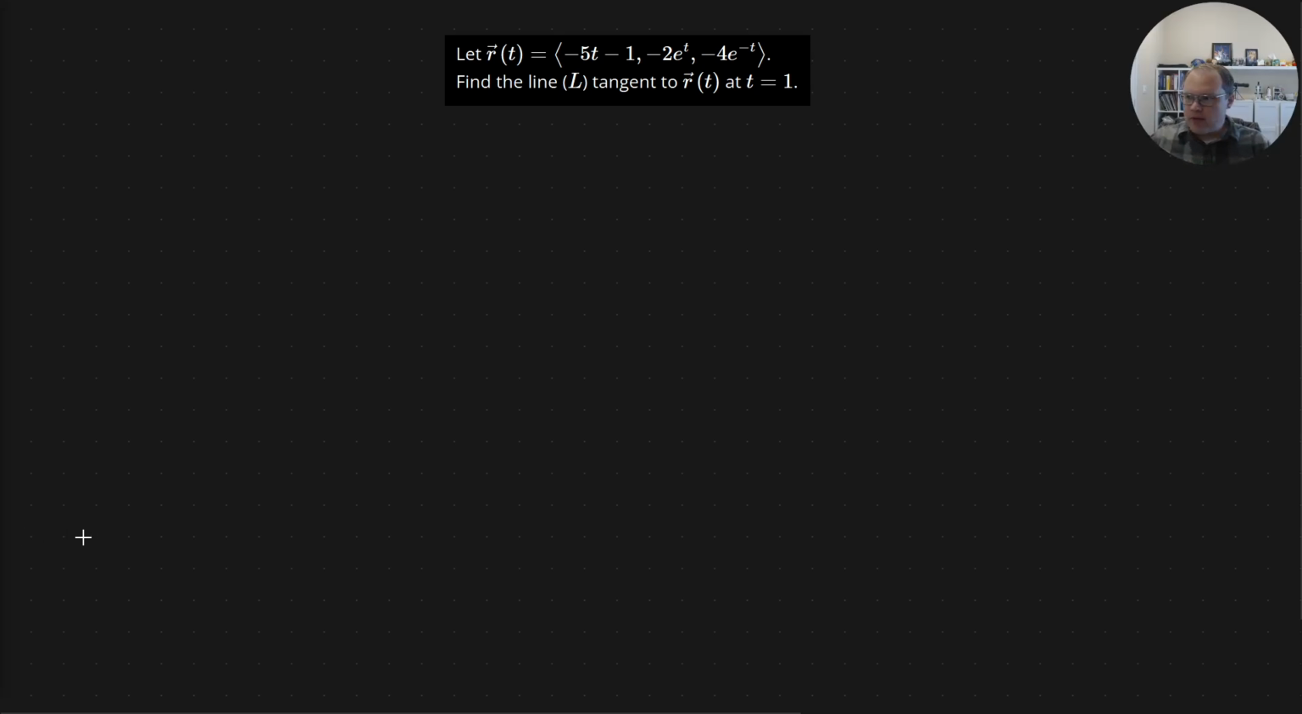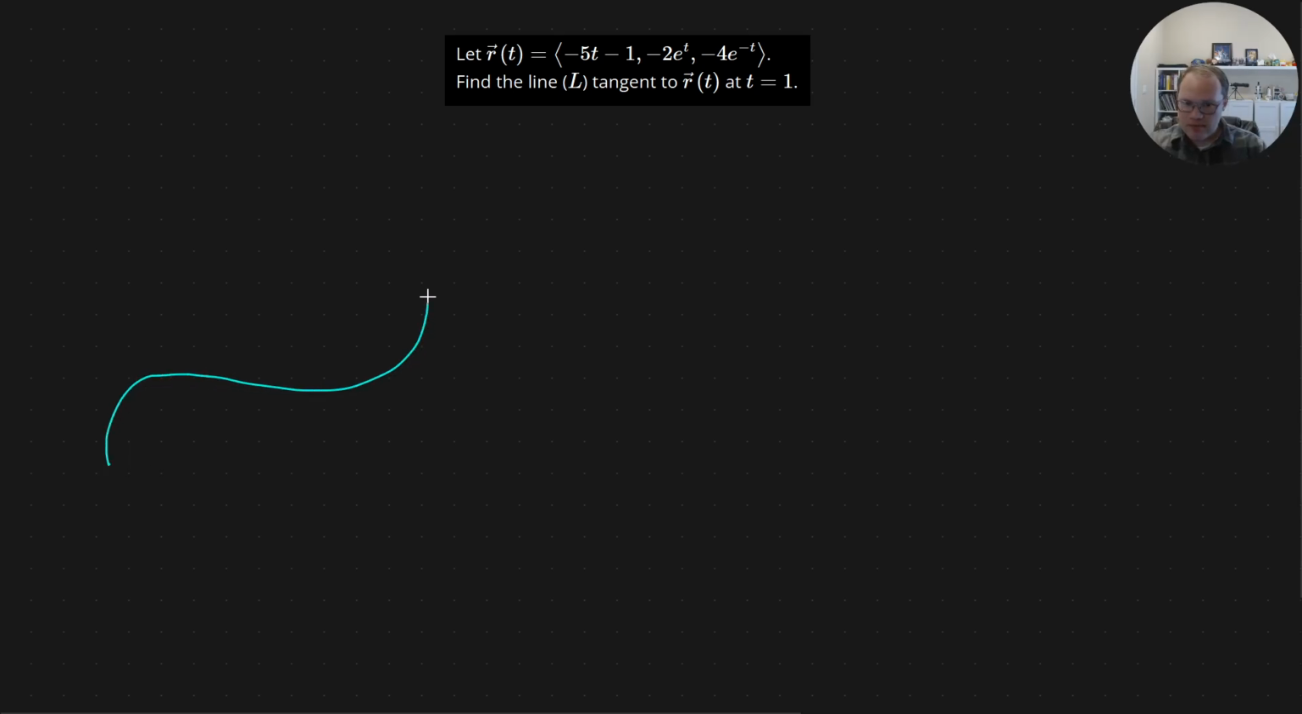Let's use our newfound knowledge of how to interpret the derivative to take a look at some examples. Okay, here we have a vector valued function. We want to find a line tangent to that vector valued function when t is equal to 1. So first off, notice that it says line. We know the derivative of a vector valued function gives a vector tangent to the curve at any particular point in time. We don't want just a vector tangent to the curve. We want the line tangent to the curve, right?